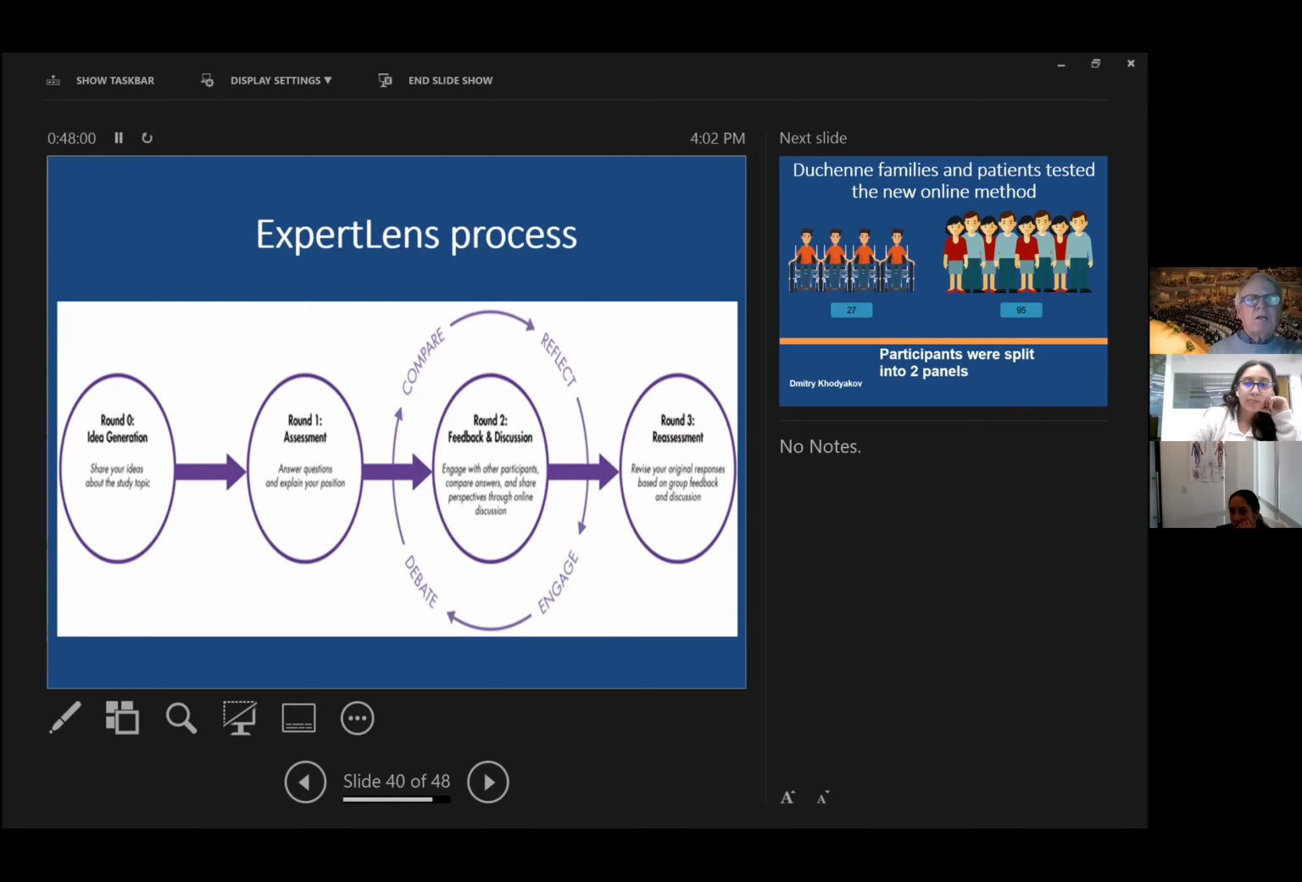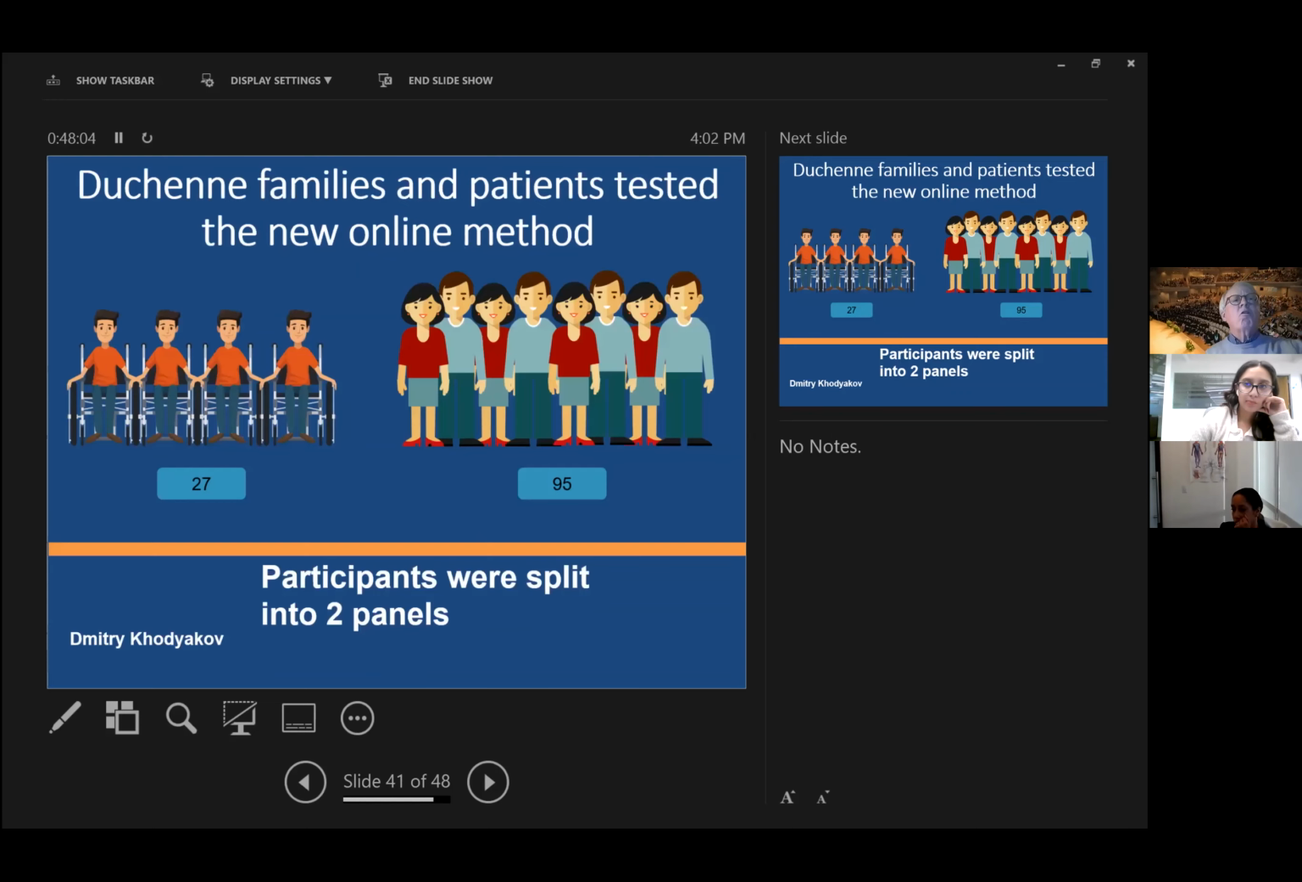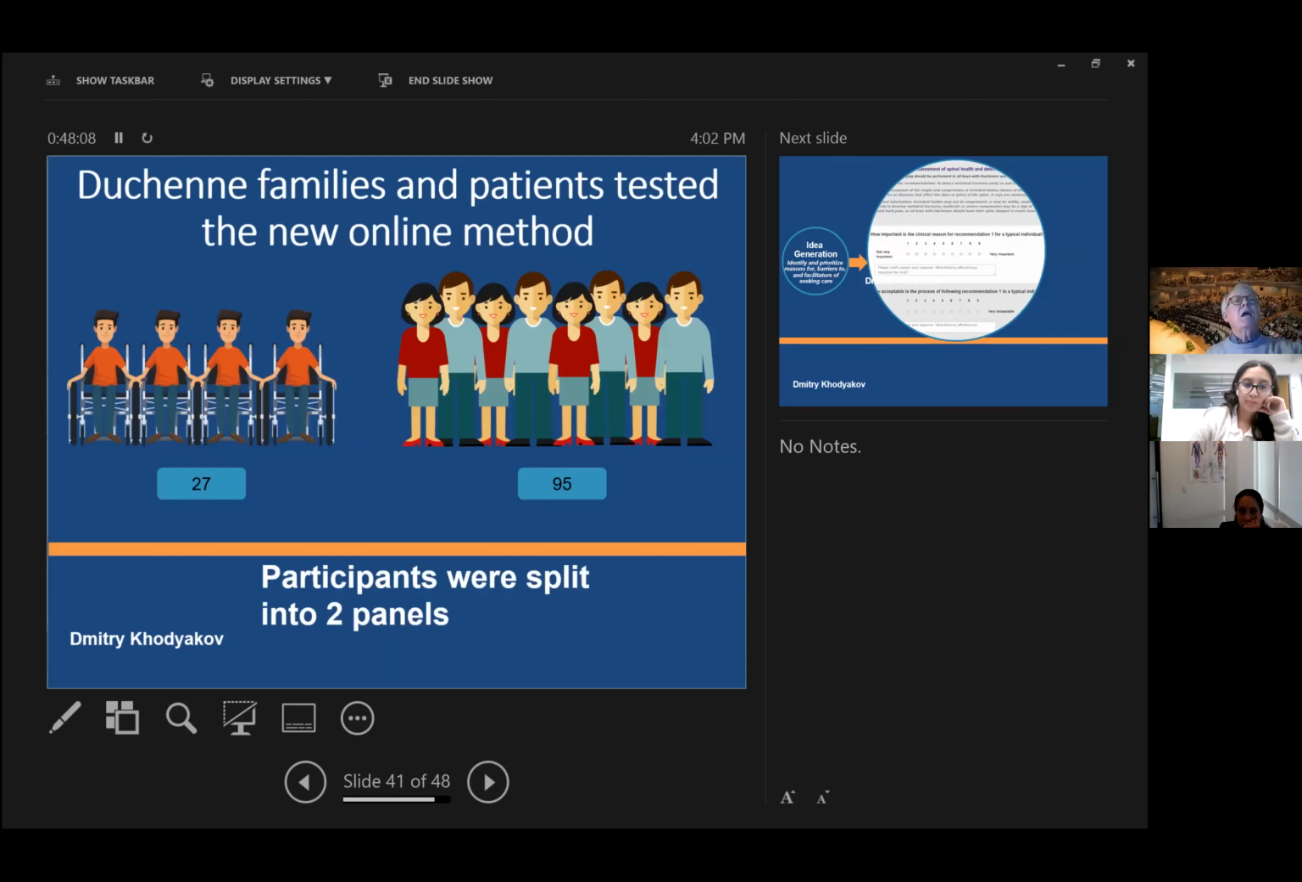You don't know what went into their thinking, right? Here, they did try to explore their thinking. So here's what they did. They enrolled patients and they enrolled parents and caregivers. Sometimes it was caregivers, people taking care of the child particularly. And you can see the numbers.